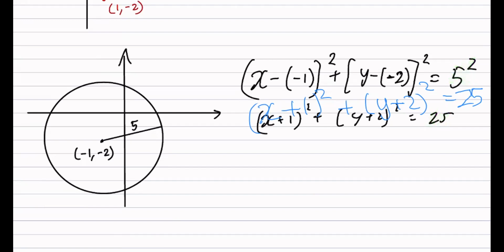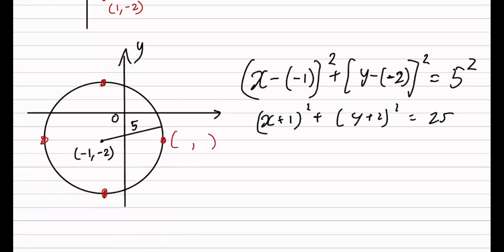So let's also figure out, just last exercise, before we start the actual questions, what are the coordinates of these 4 points? Let's say the right point here. The right point would be 4, -2. The top point? -1, 3. The left point? -6, -2.